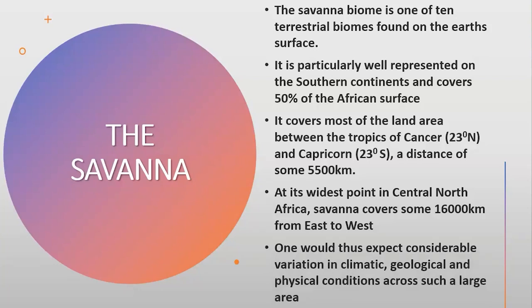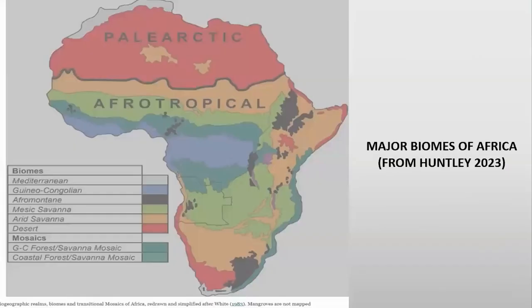So one would thus expect a considerable variation in climatic and geological and physical conditions across such a large area. So it's not as simple as we make out. Let's just look where the major savanna biomes occur in Africa.